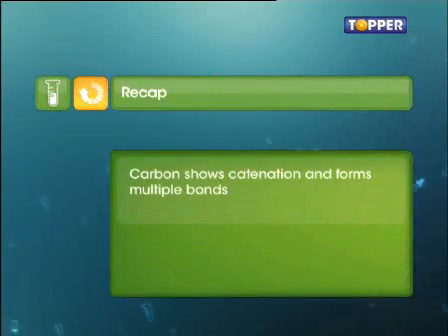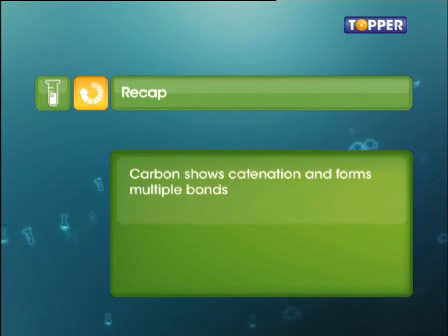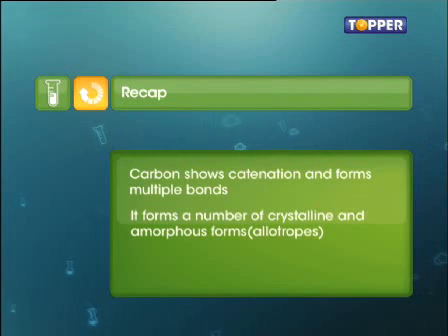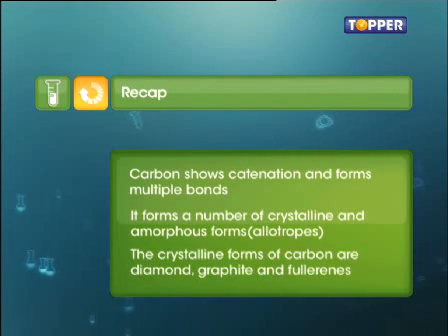Today we are discussing the allotropes of carbon. I am sure you have got the drift of the topic, but nonetheless, let's do a short recap. In today's episode, we learned that carbon shows catenation and forms multiple bonds. It forms a number of crystalline and amorphous forms. The crystalline forms of carbon are diamond, graphite and fullerenes.